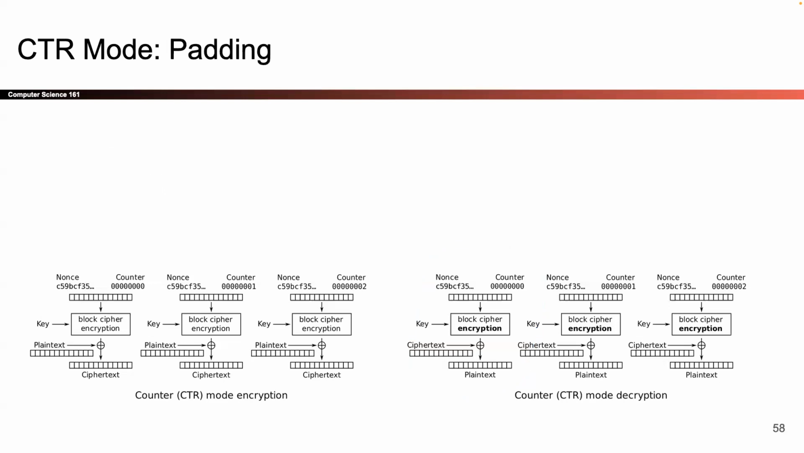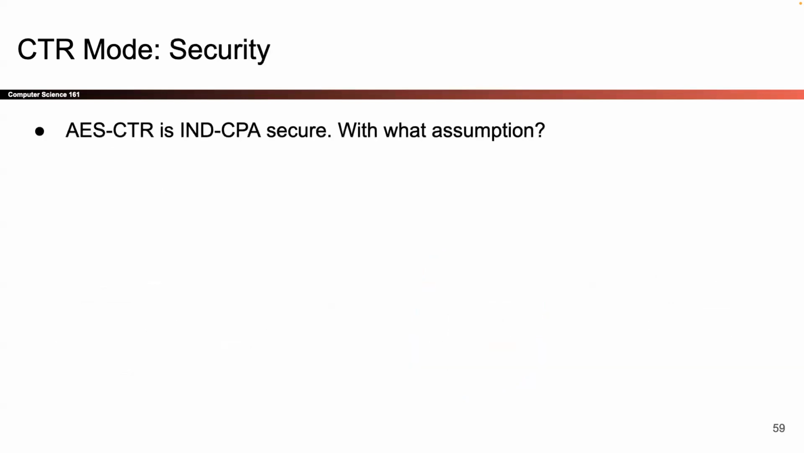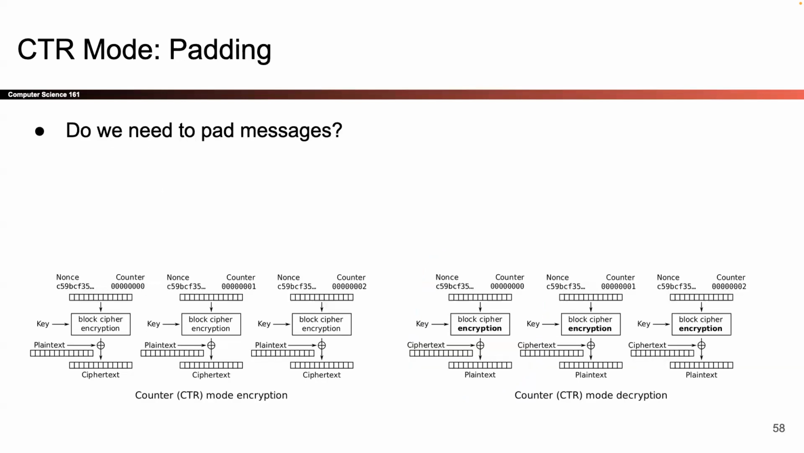Let's think about padding. Just like before, what happens if someone has a message that's like 2.5 blocks long? Well, let's give it a try. So what happens if I have 2.5 blocks? Well, I have a full block here. We know how to deal with full blocks. Full blocks are easy. We take the nonce, we shove it through the block cipher. The block cipher outputs exactly one block of data, and we do the XOR, and we're set on block number 1. Same thing with block number 2.